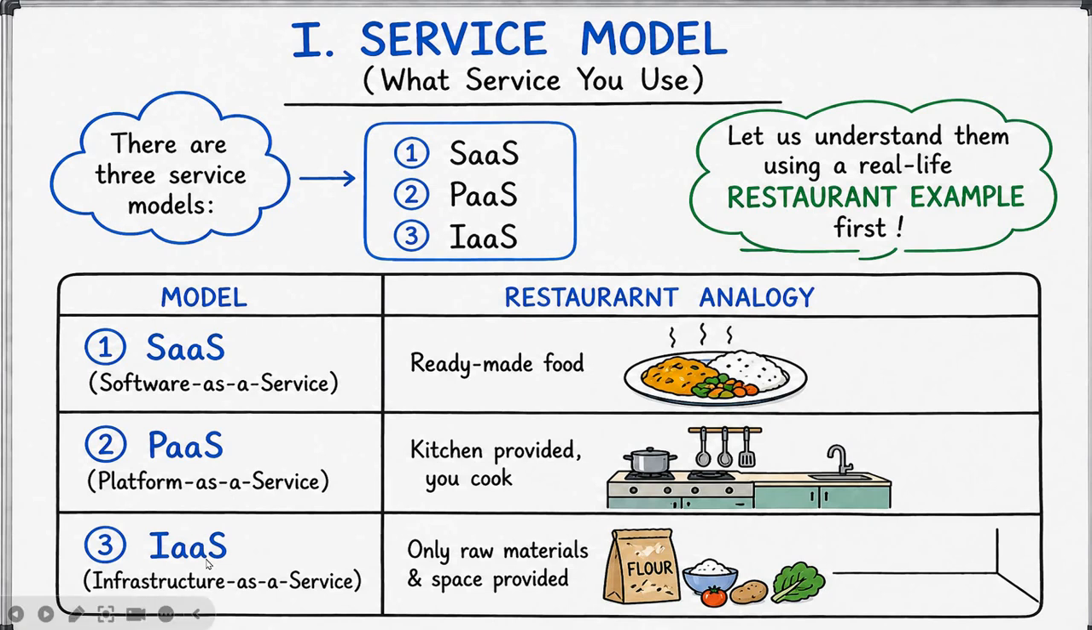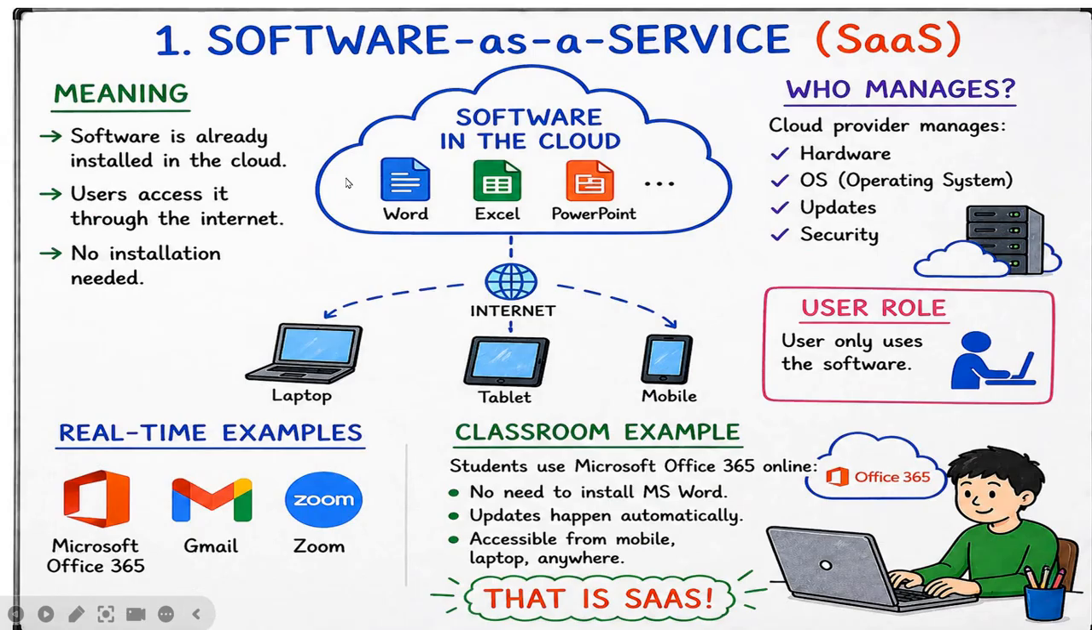Third is infrastructure as a service, where only the raw materials and the space are provided. That is, you get the raw ingredients and a place to cook, and you are responsible for everything from cooking to managing the setup. Similarly, infrastructure as a service gives basic infrastructure, and users manage the operating system and the applications.